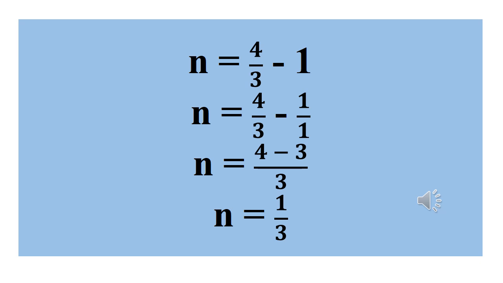1 times 4 is 4. 1 in 3 is 3. 3 times 1 is 3. So we have n equals 4 minus 3 over 3. So 4 minus 3 is 1. So we have n equals 1 over 3.